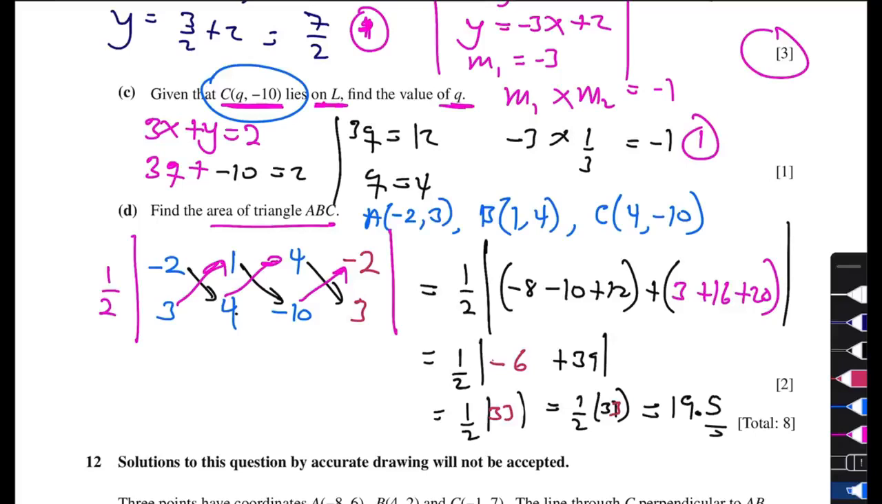Then half of 33. All right. That would be 16.5, right? Okay. That's 16.5. All right. And then we are good to go.